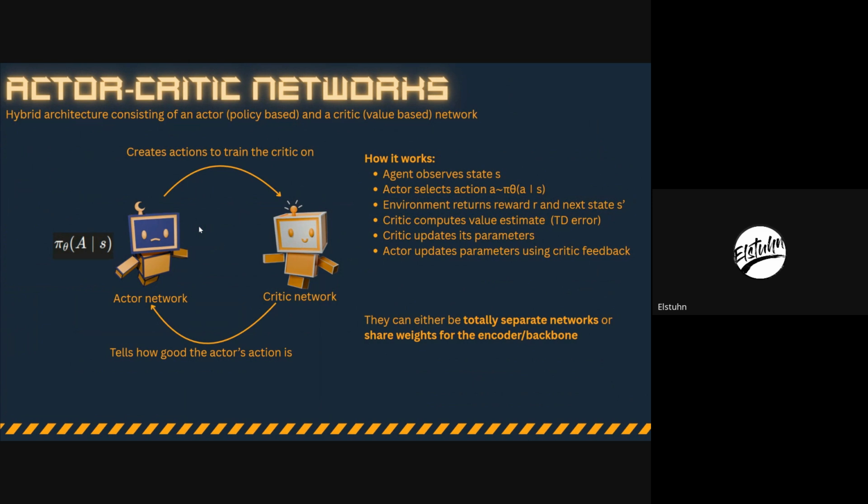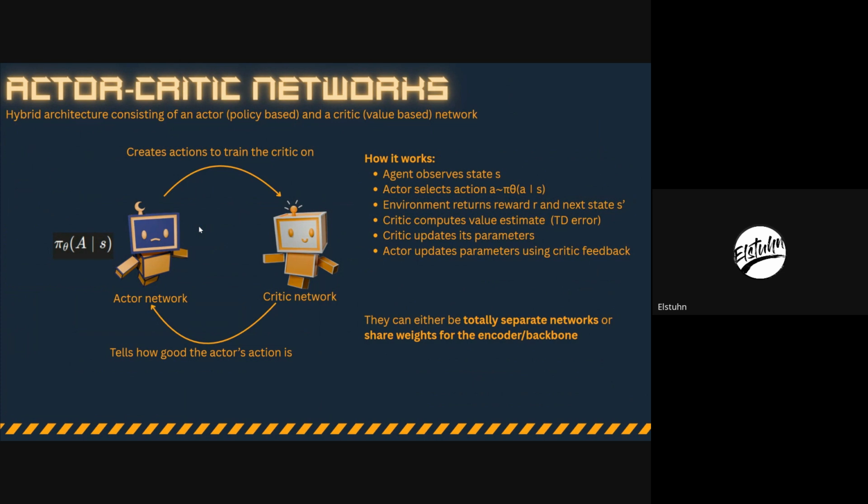And then now we have actor critic networks. So we went over policy-based and value-based networks. Now we have actor critic networks, where the architecture is using two networks, same as the DQN. But the difference is that the actor network is a policy-based method, and then the critic network is a value-based method. So how it works is that they rely on each other. The actor network will create actions to train the critic on, and then the critic network will obviously tell the actor network how good the action that it took is. And then the actor network obviously keeps on creating actions for the critic network to train on, and this cycle goes on and on.